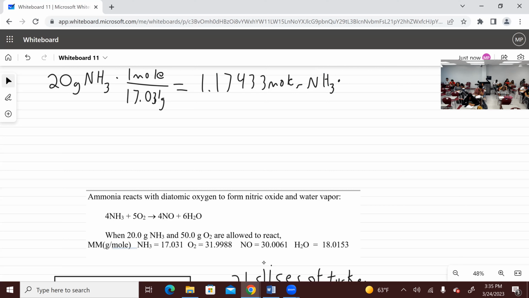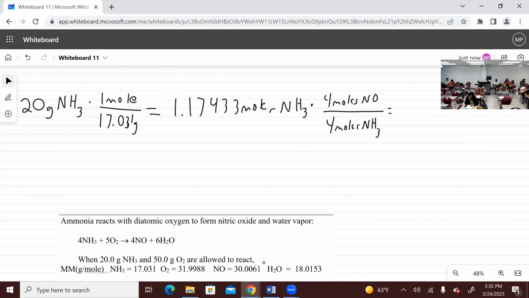So now it's stoichiometry time. I'm going to go ahead and do the stoichiometry. Did y'all say y'all wanted me to use NO or H2O? So I'm going to have 4 moles of NO for every 4 moles of NH3. All right, of course, you're going to multiply by 4, divide by 4, you're going to end up with the same number. That's going to be 1.17433 moles of NO.